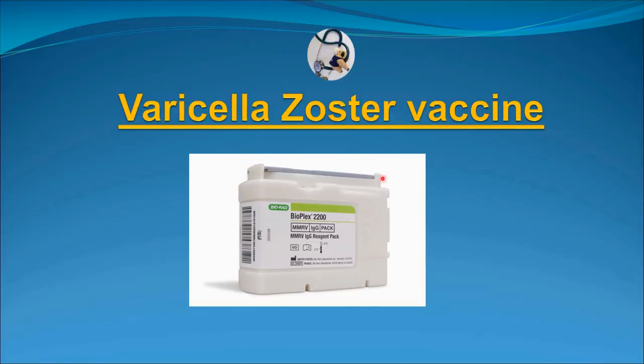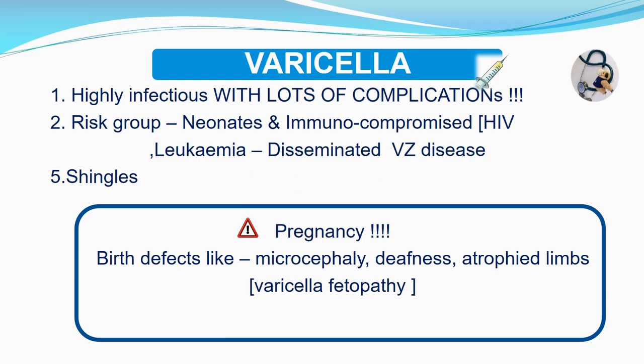Next vaccine is varicella zoster vaccine. This is against chickenpox. It is important to vaccinate because it is a highly infectious disease causing lots of complications. The risk groups are neonates and immunocompromised people, like HIV, leukemia, where disseminated varicella disease occurs. So immunocompromised people should get the varicella vaccine. And it also causes shingles in the long term.